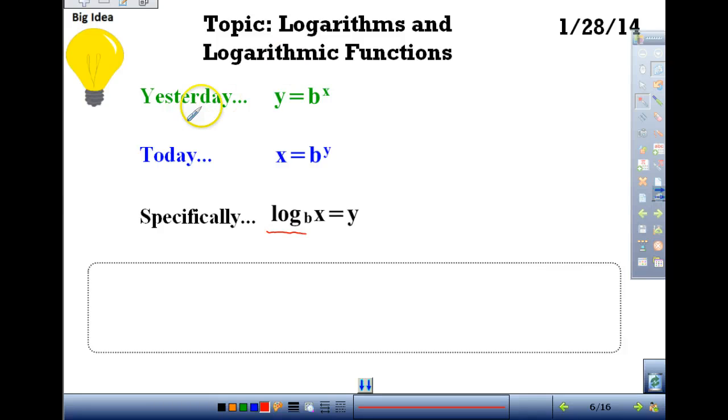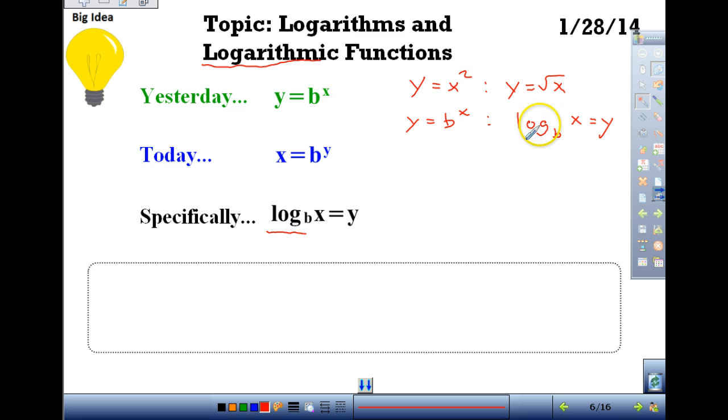It stands for logarithm, short for logarithm. Okay, so think of it as y equals x squared is to y equals square root of x. These are inverses of each other, as y equals b to the x is to the log base b of x equals y. So the inverse of what we did yesterday is this new function called the logarithm, or log of x.